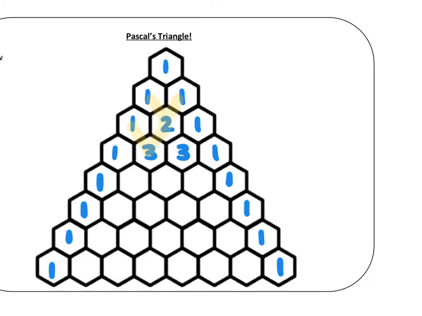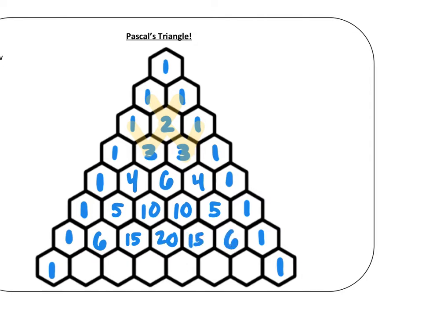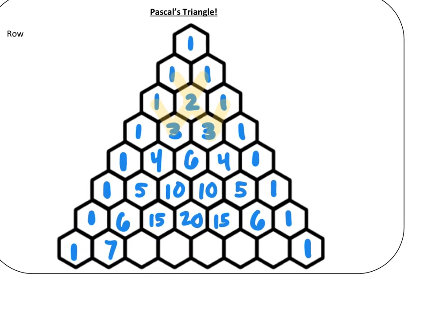1 and 2 is 3. 2 and 1 is 3. So for this next one, 1 and 3 above it make the 4. 3 and 3 make 6. 3 and 1 make 4. And you can continue this on down and generate the whole Pascal's triangle. Generating it on your own on a test or anything of the sort is not very difficult. You simply start with the 1s on the outside and fill it in.